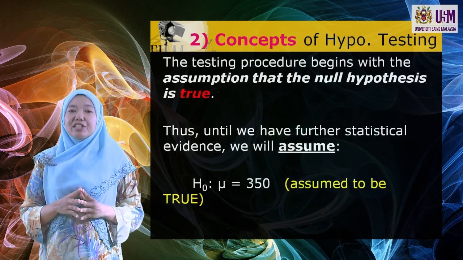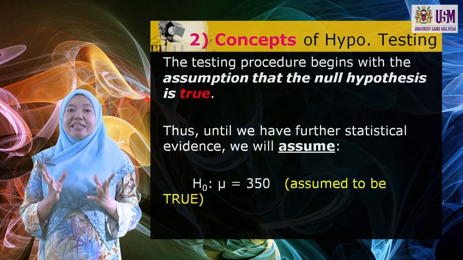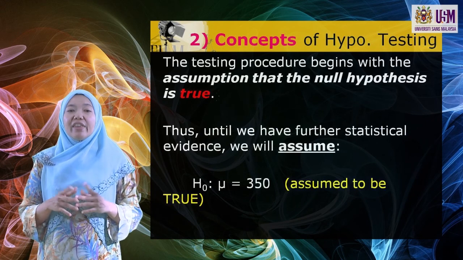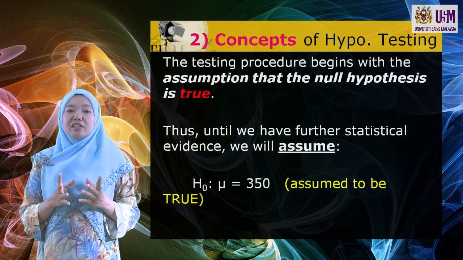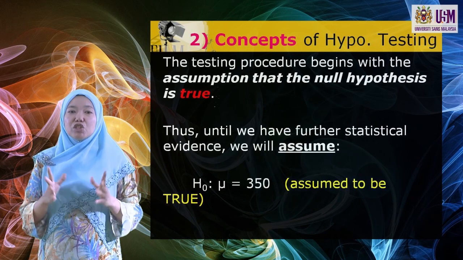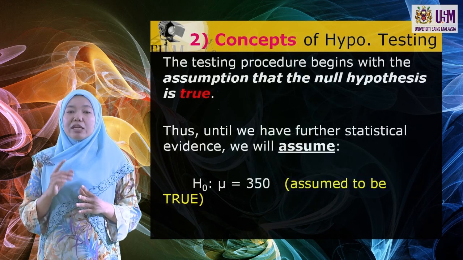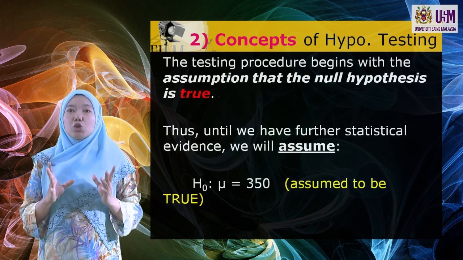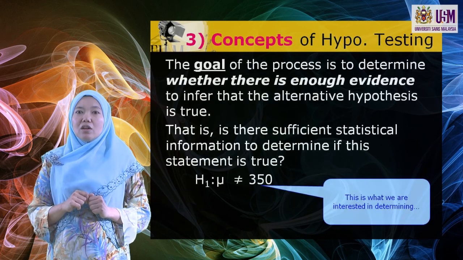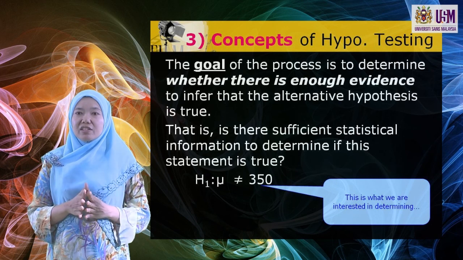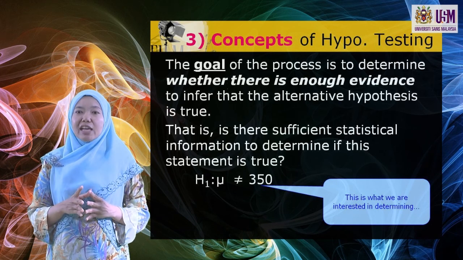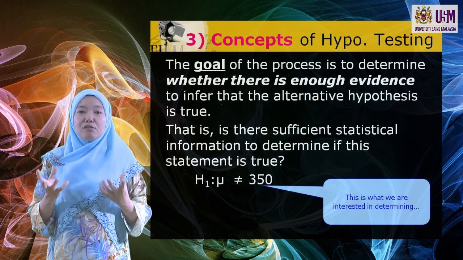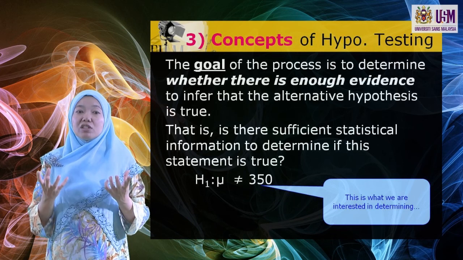The testing procedure begins with the assumption that the null hypothesis is true. Thus, until we have further statistical evidence, we will always assume that H0, mu equals 350, is a true statement. Under the concept of hypothesis testing, the goal of the whole process is to determine whether you have enough evidence to infer that the alternative hypothesis is true.